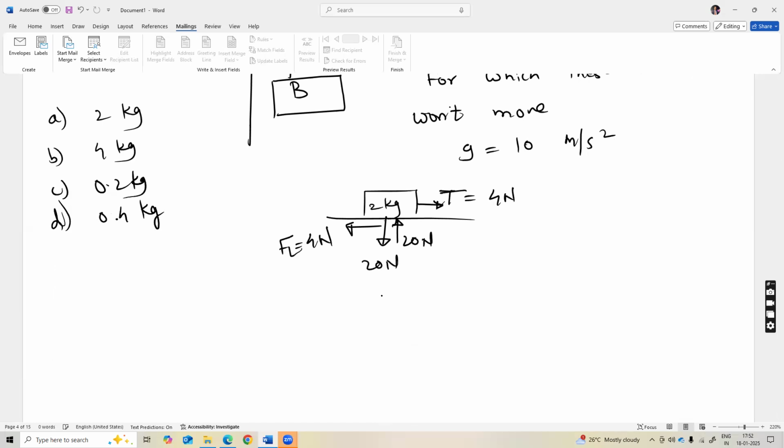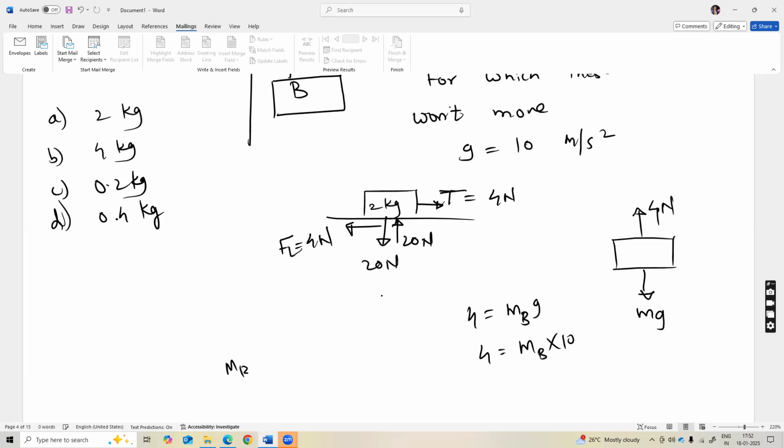Now if you consider the FBD of block B, there is tension of 4 Newton and mg weight acting downwards, and since it is not moving, we can equate both. So 4 is equal to mB into g. So 4 is equal to mB into 10. So the mass of block B is basically equal to 0.4 kg.